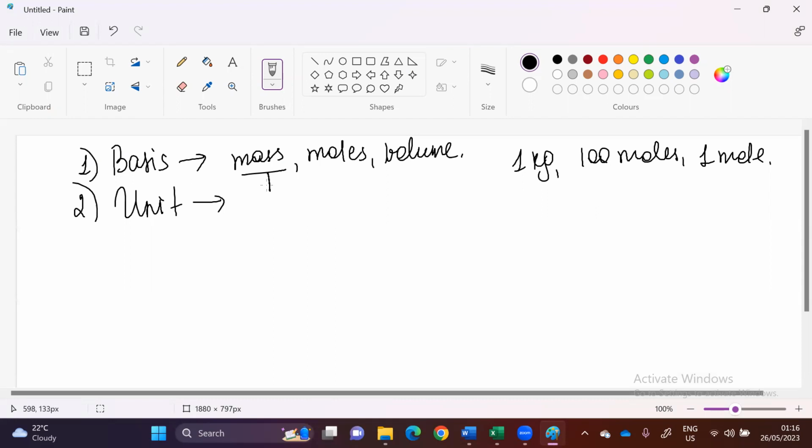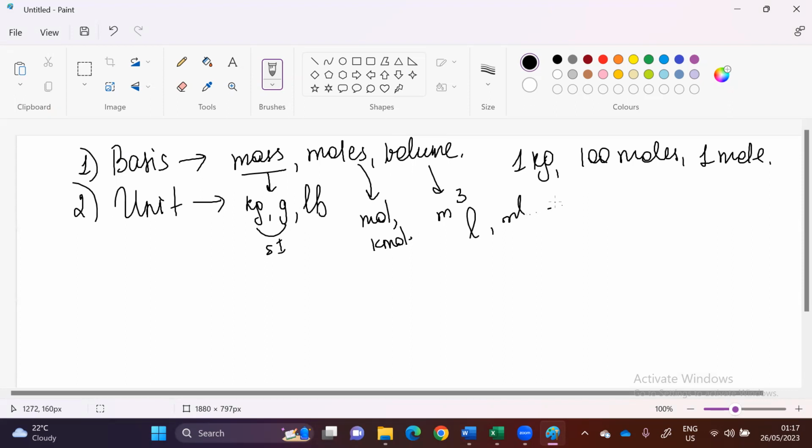If it's mass, most probably you know from high school that this is kilogram or gram, or also these are SI units. We also have CGS units, which would be pound, for example. If it's moles, it can be mole or kilomole itself. If it's volume, it can be meter cube, liter, or milliliter, etc.